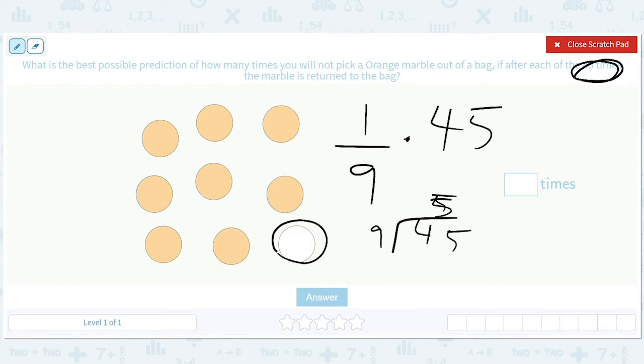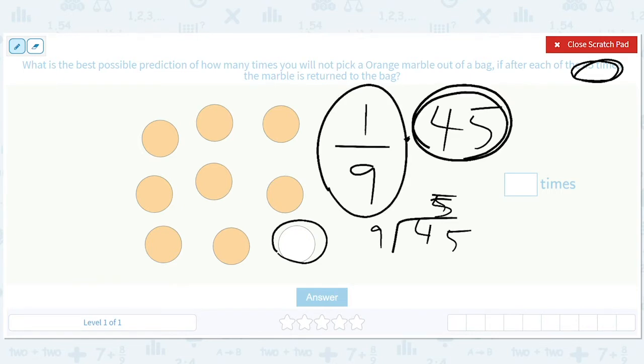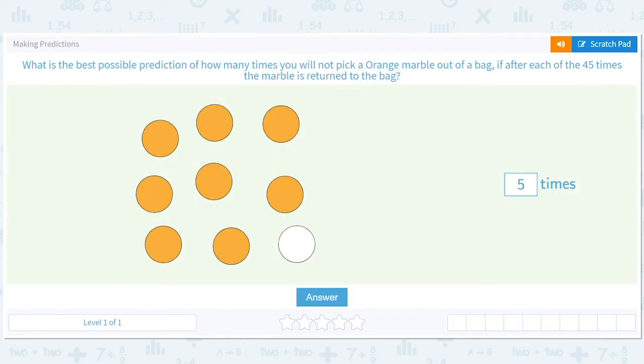So the theme here is you're going to take the probability of an event and multiply it by the number of times that event happens. Just take the probability of 1/9 and multiply it by the number of times this happens. So 45 divided by 9 is 5. 5 times.